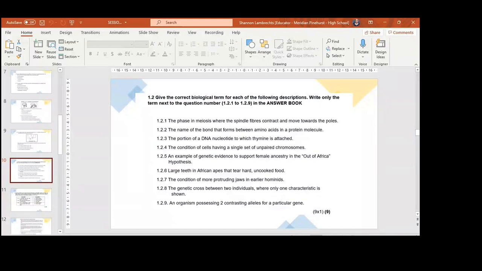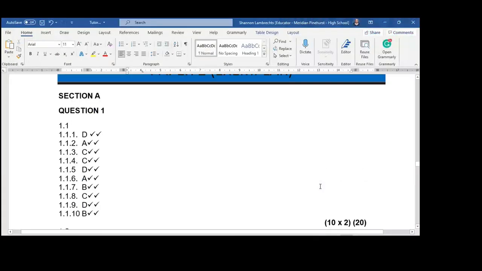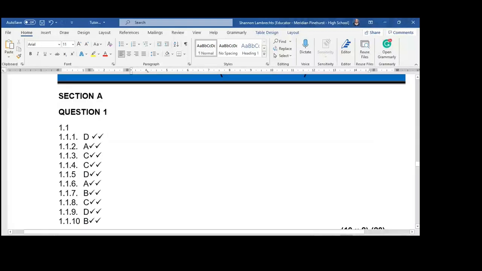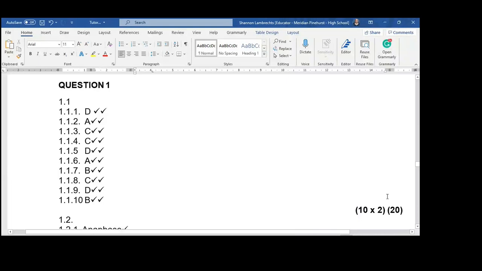Right, so I'm assuming everyone is at 1.2. If not, that's okay. I'm just going to put up the answers for the multiple choice. You are welcome to continue to 1.2 if you have done marking, and we will mark 1.2 as well. So for the multiple choice, number 1.1, there we go. You guys can see it. So just mark yourself. We'll go through it in a second. If there's anything I need to explain, like example 1.10, please do let me know. I'll be happy to.